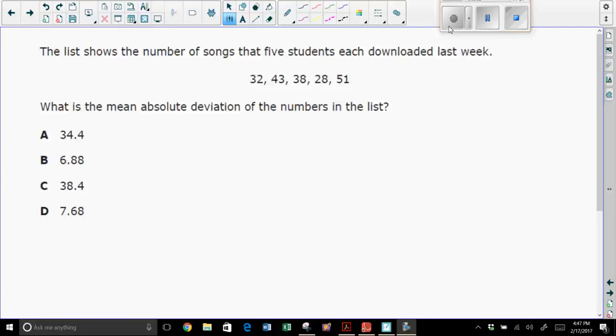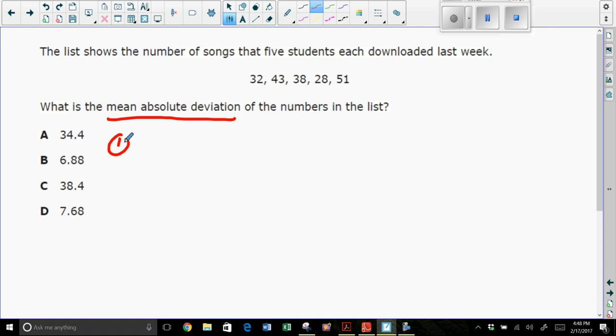The list shows the number of songs that 5 students each downloaded last week. So we have our list of numbers. What is the mean absolute deviation of the numbers in the list? Okay, so they want us to find the mean absolute deviation. There are 3 steps you want to follow.